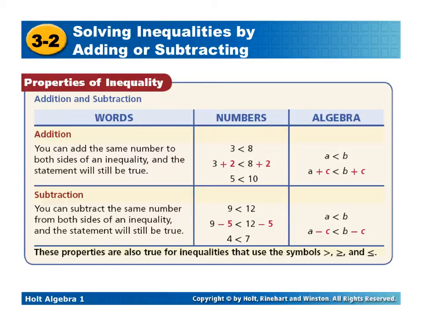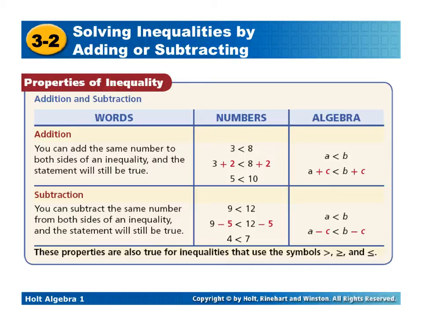and subtraction property. So basically, just like with equations, we can add or subtract the same number to both sides of an inequality and the statement will remain true. So for example, 3 is less than 8. If I was to add 2 to both sides, we'd have 5 is less than 10. But because I added 2 to both sides, it still remains true.